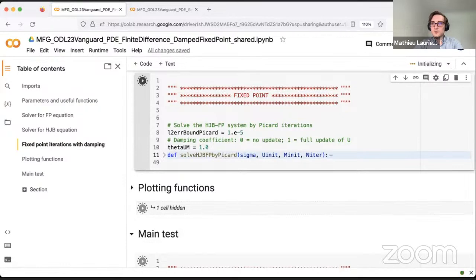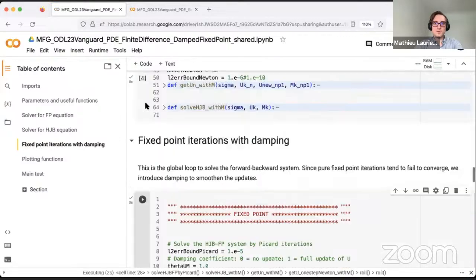So I hope this is not boring for you. I try to make things more concrete, but of course you can play with the code later on.